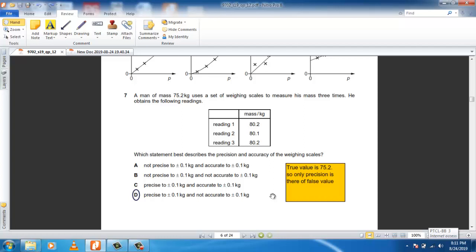The first thing you must observe is that the true value is 75.2, and the readings are 80.2, 80.1 and 80.2. So the values are not accurate. Are they precise? Yes, it's precise up to 0.1 kg. Precise to 0.1 kg and not accurate to 0.1 kg. Are they accurate to 1.1 kg? No. So the answer is D.